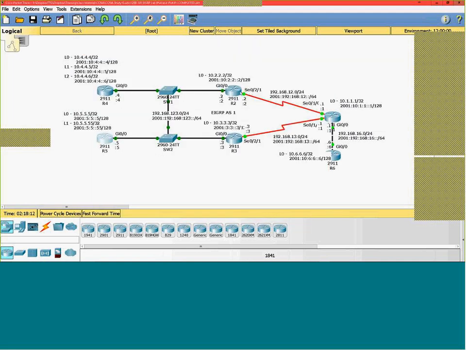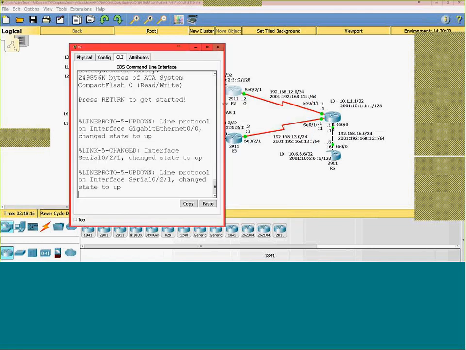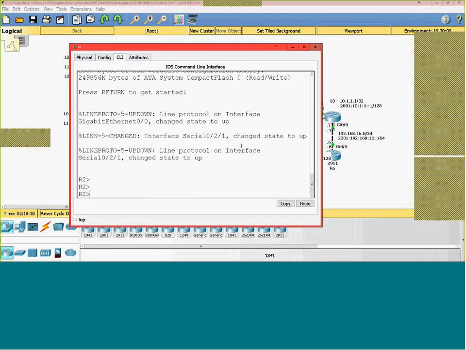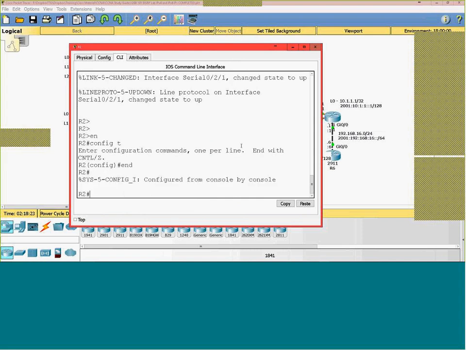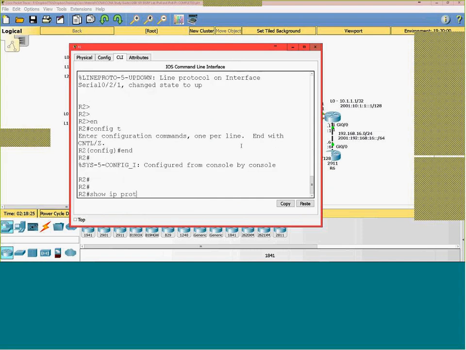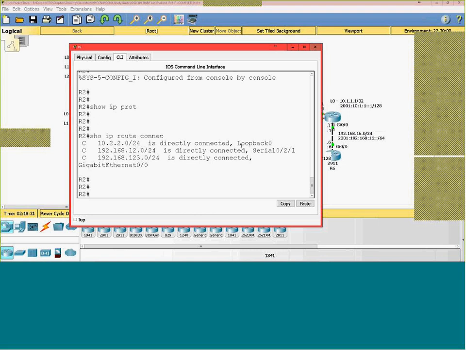Now I'm going to go into router number 2. Enable, config T. Oops. Let me do the verifications first. Show IP protocols. Show IP route connected. So I'm going to do something a little bit different on this one. I'm going to do a mix of both classful and classless with wildcard.